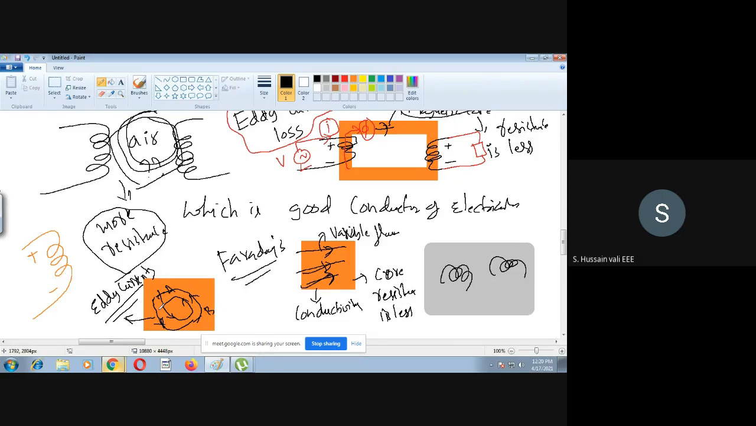First of all, why is the current flowing in the magnetic core? Because EMF is induced in the magnetic core. Why is EMF induced? Because variable flux is linking the magnetic core. How comes the variable flux here? Because the source voltage is a sinusoidal voltage. As the source voltage is sinusoidal, the primary current is also sinusoidal. As the primary current is sinusoidal, the flux is also sinusoidal. So as the sinusoidal flux is flowing through the magnetic core, and the magnetic core is also a conductor, of course a bad conductor, EMF will be induced as per Faraday's law. That EMF will produce current in the magnetic core.